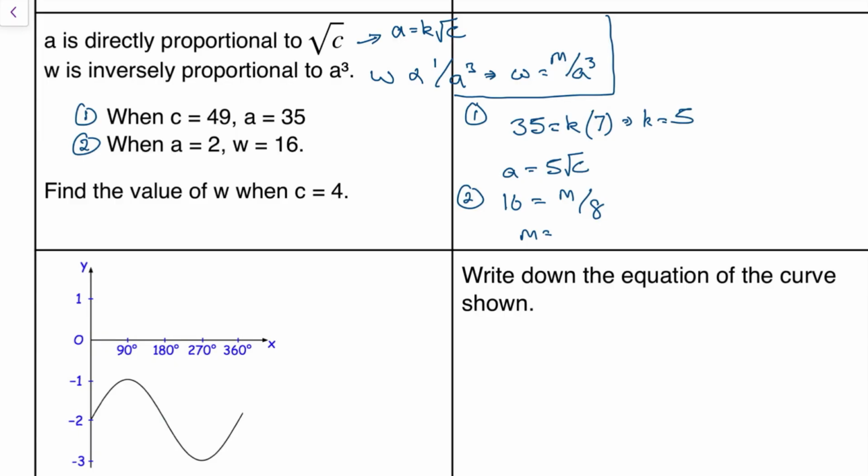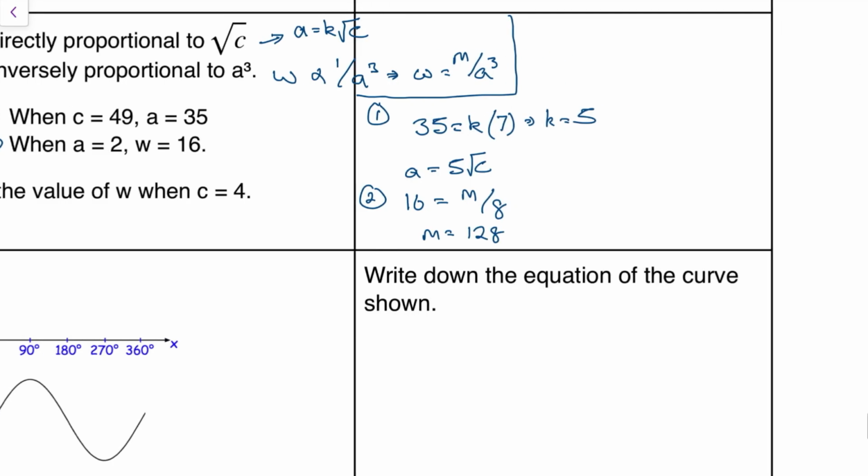So 16 times 8 is going to be equal to 128. Which means I also have an equation here, which way around is it? So W is equal to 128 over A cubed, where A is 5 root C. So 5 root C all cubed.